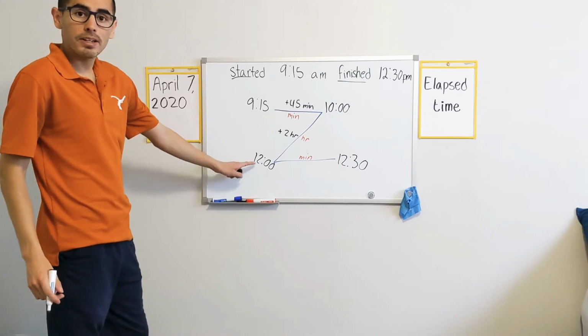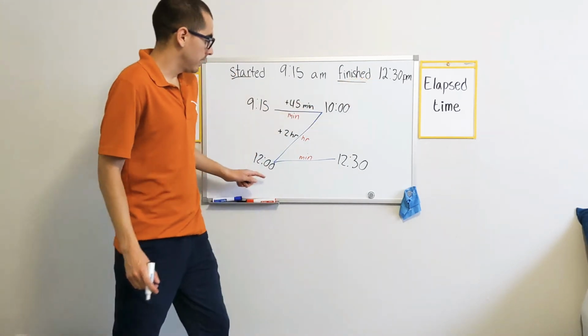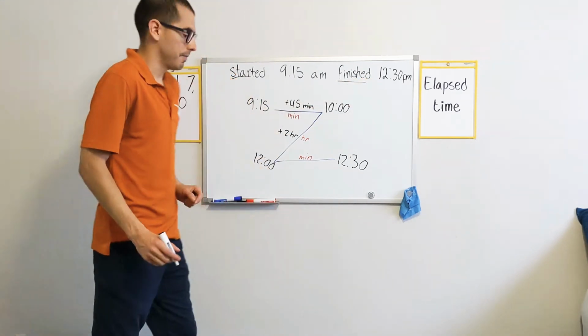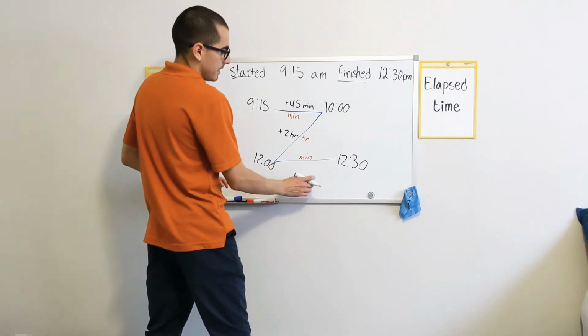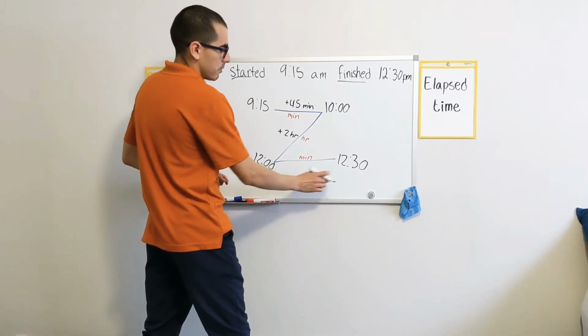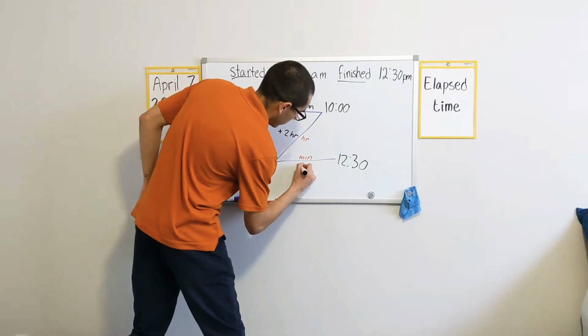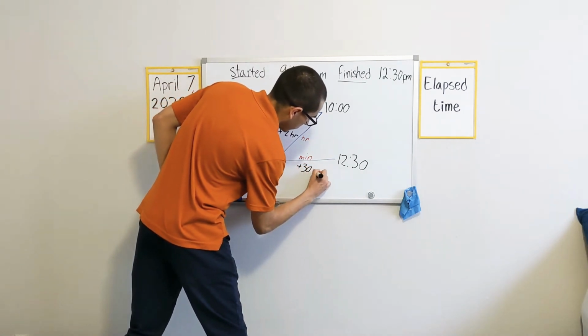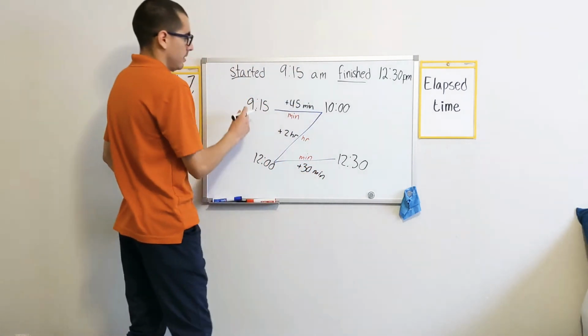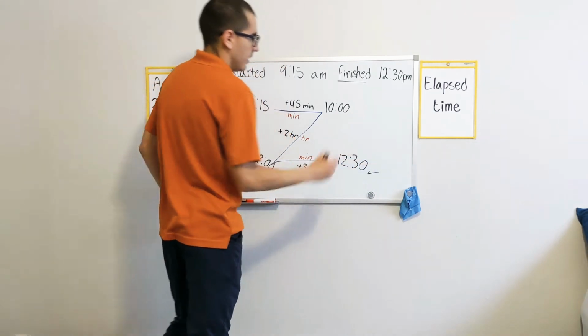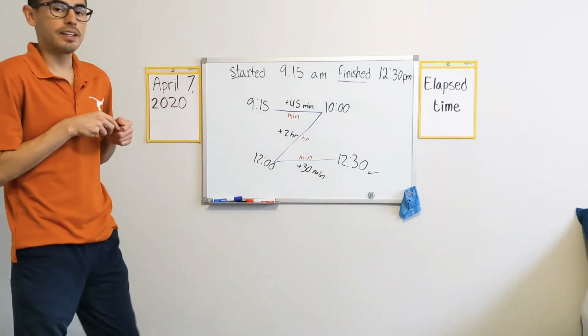And then now I'm at 12, which is where I need to go, but I need to get to 12:30. So again, how many minutes do I need to go from 12 to 12:30? I know that I need 30 more minutes, and now I am at my end time. I've gotten to where I need to go.